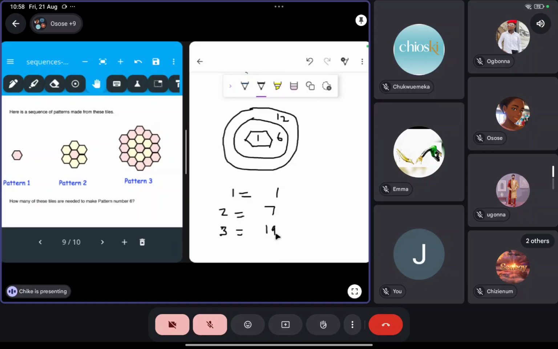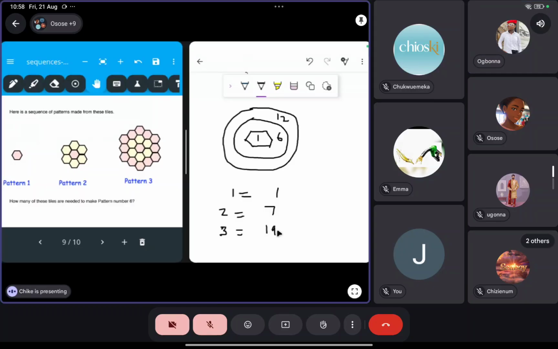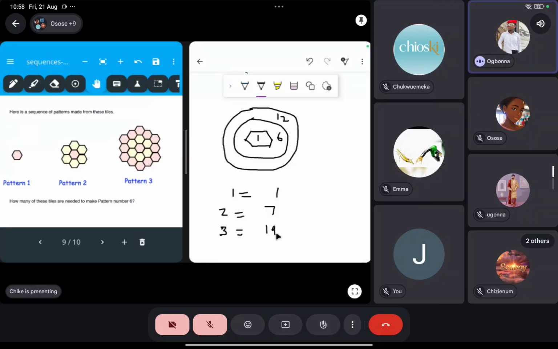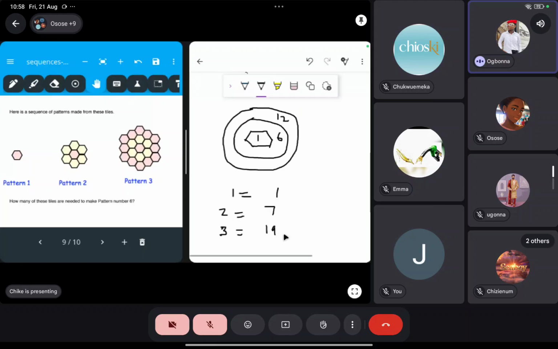Is there a way of getting how it's working? The common difference is increasing by 6. No, so I've seen something. Not 1 increasing by plus 6, because 1 plus 6 is 7, so the next ought to be 13. Yes, 1 plus 6 is like adding with multiples of 6. 1 plus 6 is 7. 7 plus 12 is 19. Then 19 plus the next multiple of 6.